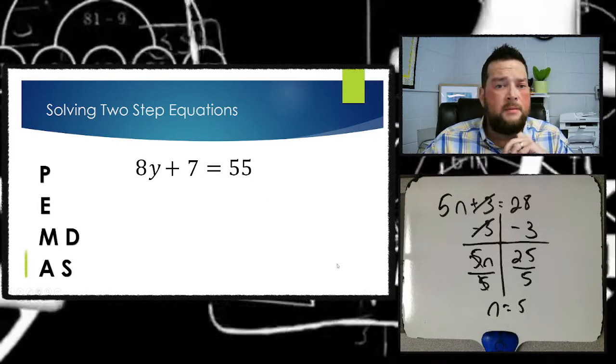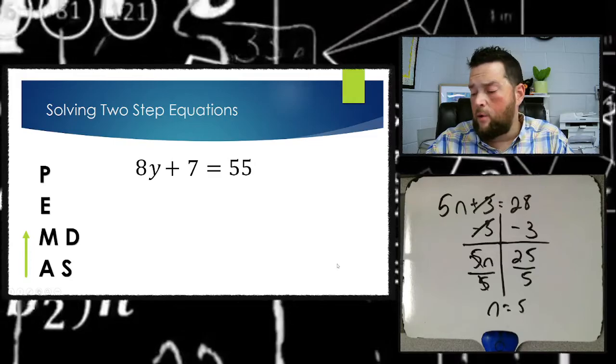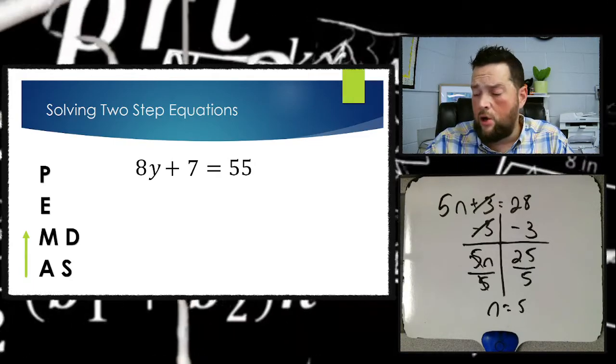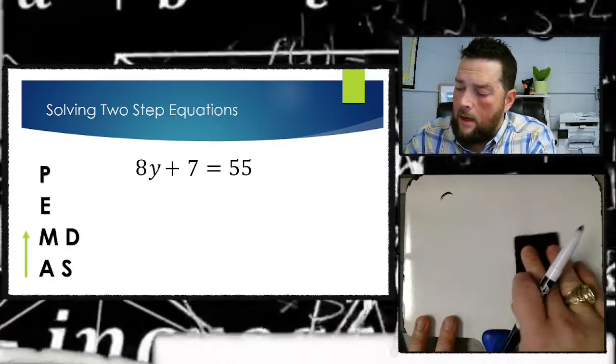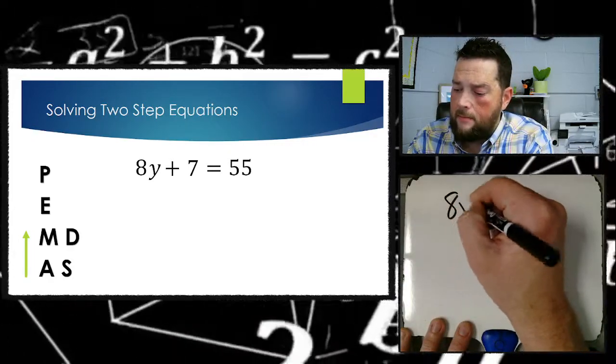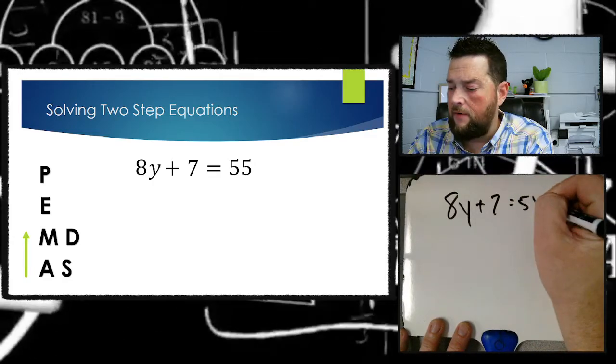Okay, try this next one. 8y plus 7 equals 55. Again, pause the video, try it yourself, and then come back to see what the answer is. Okay, we've got 8y plus 7 equals 55.